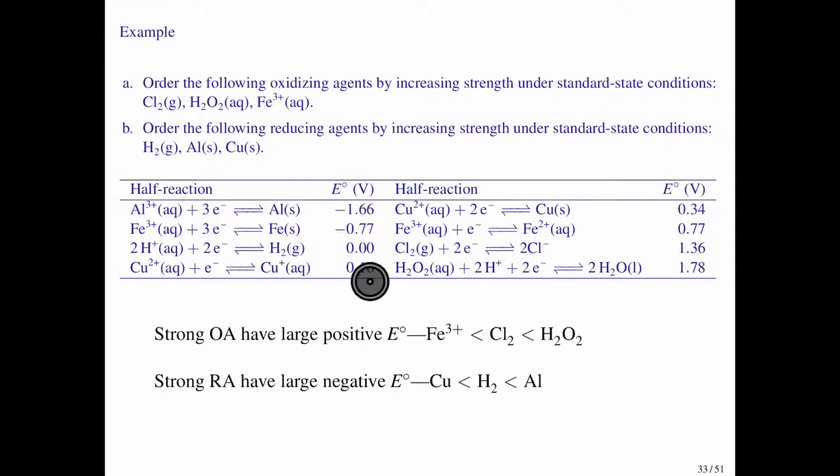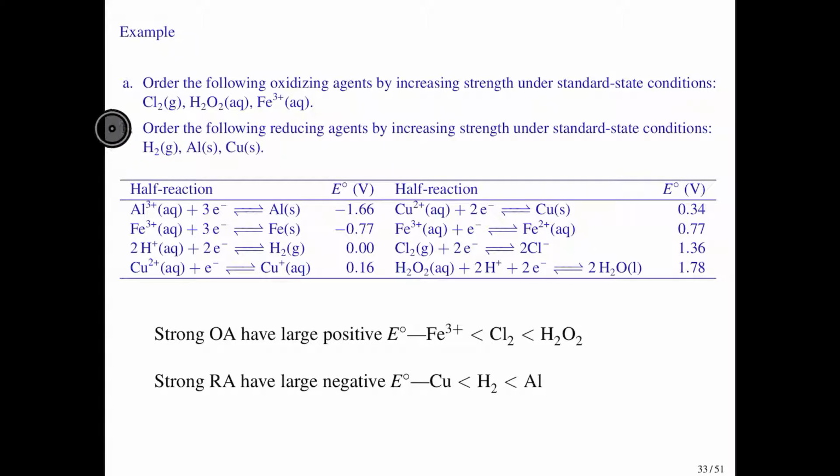And the rule for oxidizing agents is that the stronger oxidizing agent has a larger positive value for the reduction potential. These oxidizing agents very much want to be reduced, and the larger the value, the stronger the reaction in some sense. And so the iron 3 is going to be the weakest of them. The chlorine is in the middle, and the strongest oxidizing agent is going to be the hydrogen peroxide.